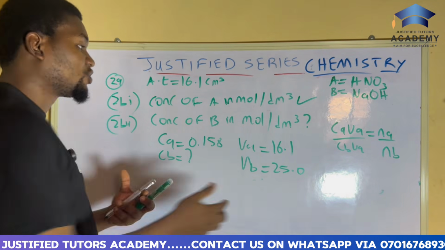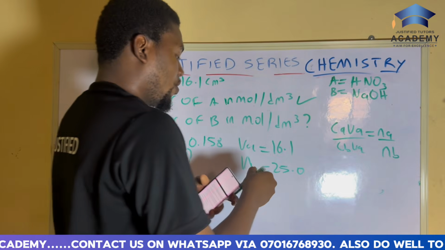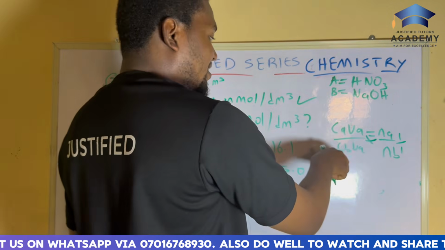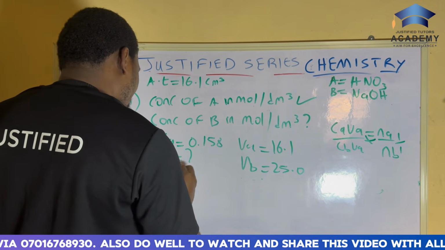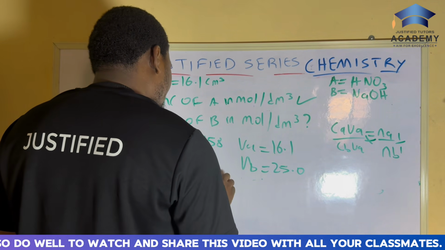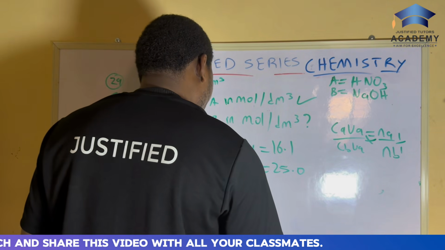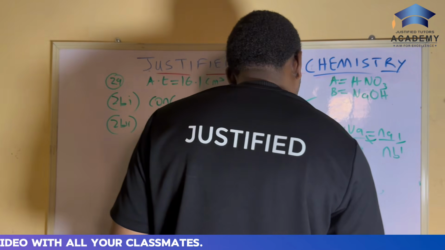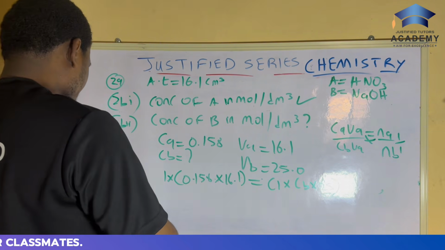So now, let's solve. We cross multiply. We have 1 here, so it's 1 times everything here and 1 times everything here. So we'll be having 1 times 0.158 times VA 16.1 equals 1 times CB times 25.